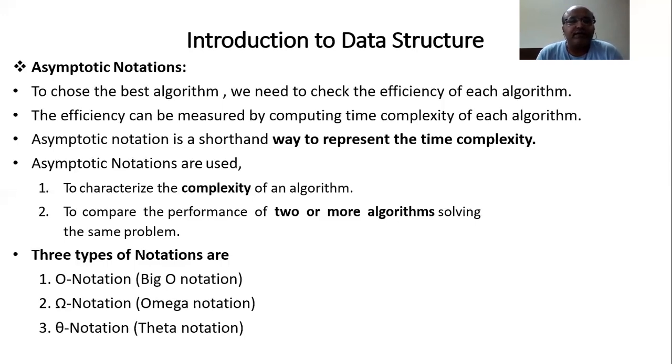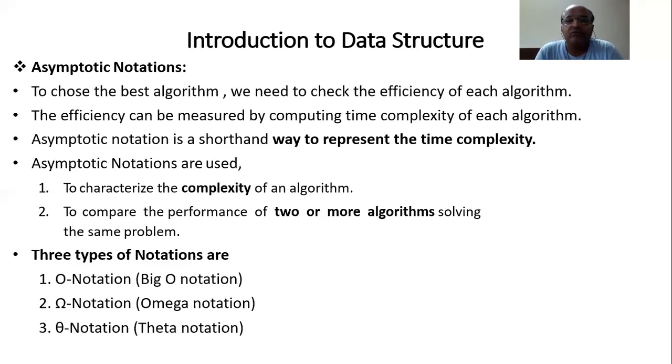So why are we using this notation? To characterize the complexity of an algorithm. Suppose you are analyzing some algorithm, and you have derived the time complexity of that algorithm. You must represent that, whatever the time complexity you have derived, whether it belongs to best case, worst case, or average case. That is why we require this kind of notation.